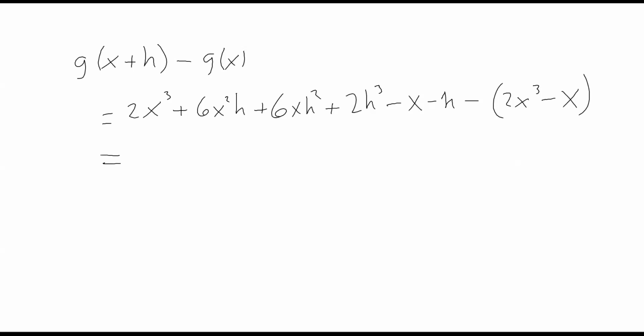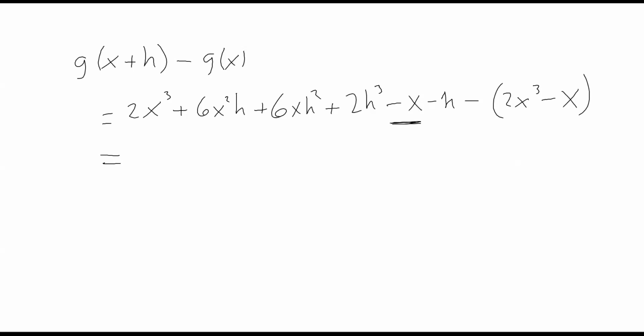Well, if you do the subtraction here, we have 2x cubed minus 2x cubed, so those disappear. And then we have negative x, right here, minus negative x. So those also cancel out. So it turns out that the terms that did not involve h disappear here in the numerator, and so g of x plus h minus g of x, so again this is the numerator of our difference quotient.